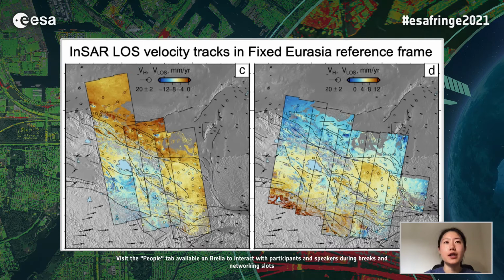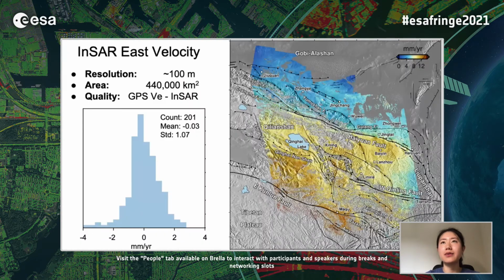So for the next step, we want to look at the regional east velocity, which we derive directly from this ascending and descending data. And we also then used interpolated north map to get a vertical velocity. In this talk, we just focus on the east velocity here. This east velocity has a resolution of 100 meters and covers an area of 440,000 square kilometers.